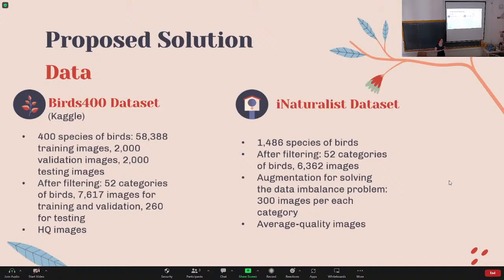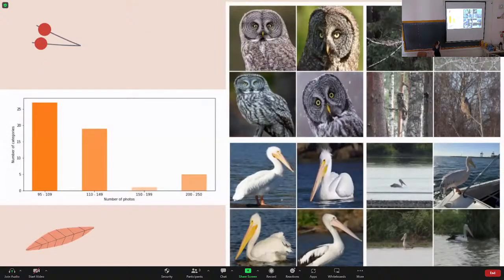To be able to identify the birds also in average to low quality images, another dataset was needed. So I took a subsample from the iNaturalist dataset, and I created an automatic Python script to select those 52 categories out of over 1,000. Then I filtered the images manually because there were some irrelevant ones, like images with feathers, with eggs, and so on. And we can see in this figure that the data is not equally distributed.